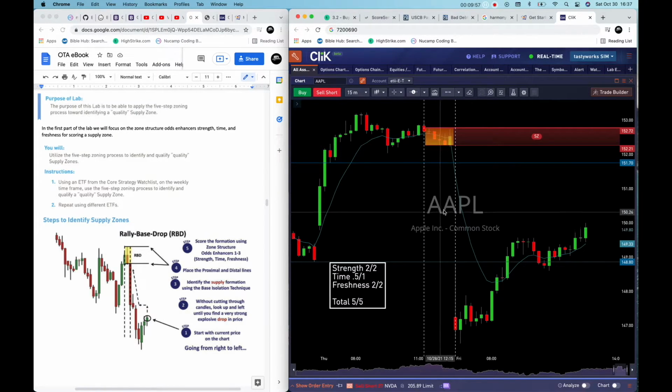And then we can clearly see that price has left the zone, it has not returned, and therefore freshness would get full marks, a full 2 out of 2 for freshness. All right.